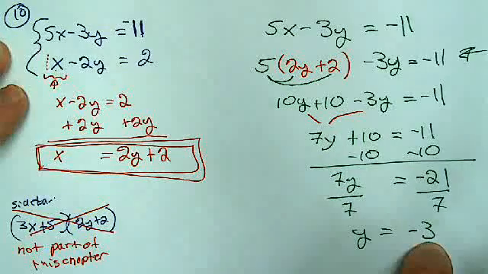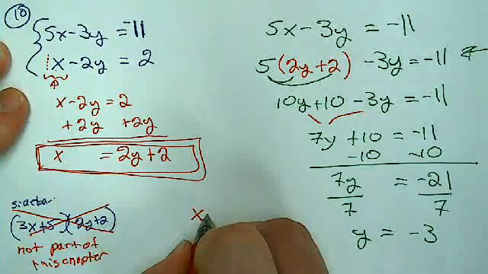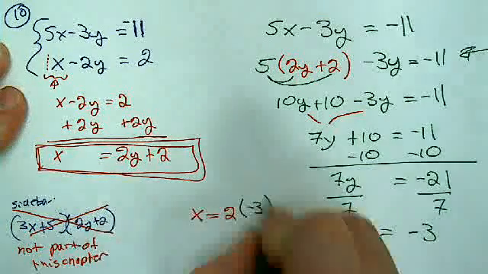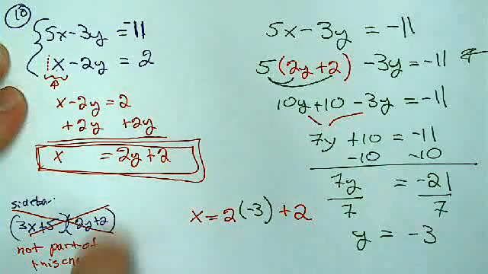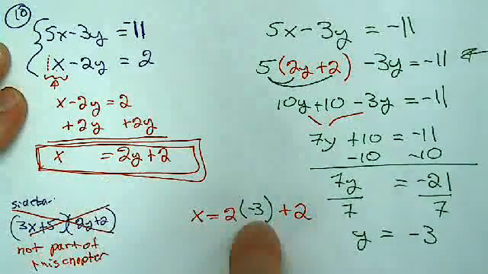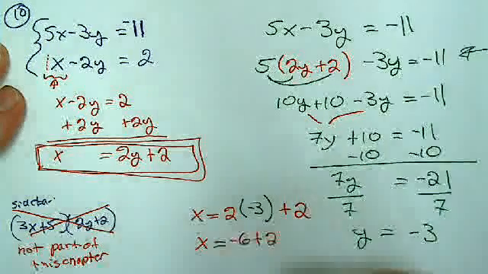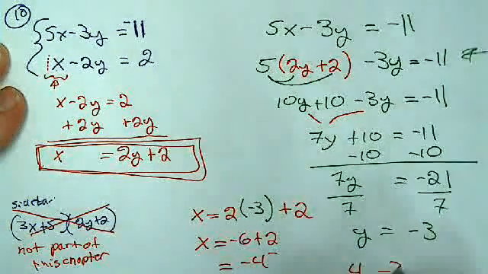So I got my answer of negative 3. Now I can go ahead and do my substitution back to find out what x is. So I take this equation, I plug in what I know y is equal to. I'm left with x is equal to negative 6 plus 2, or negative 4. So my answer is negative 4, negative 3.